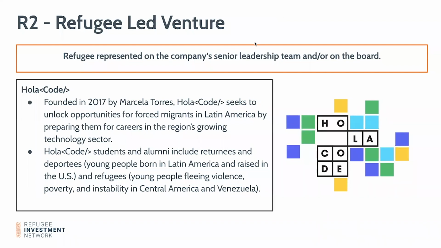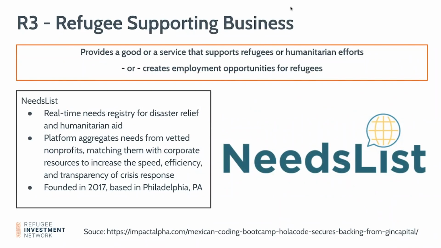Let's go to the R3. Needs List. Some of you may know Needs List. Needs List is basically a wedding registry for unmet needs of communities who've been displaced or are at risk. This includes both formal refugee communities, but also those who are displaced or are vulnerable because of disasters or major climate events. Needs List is a tech company, a tech platform.